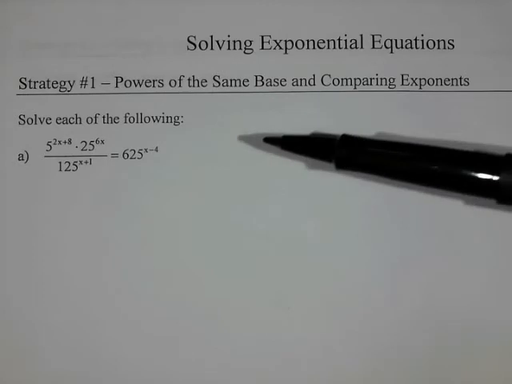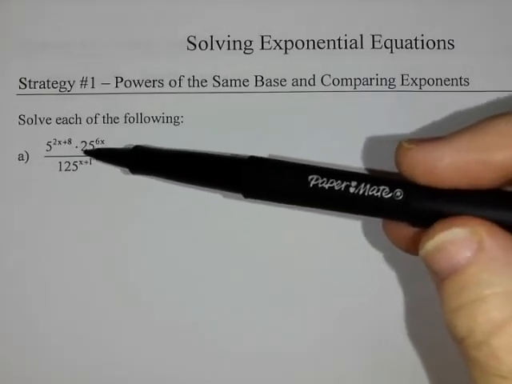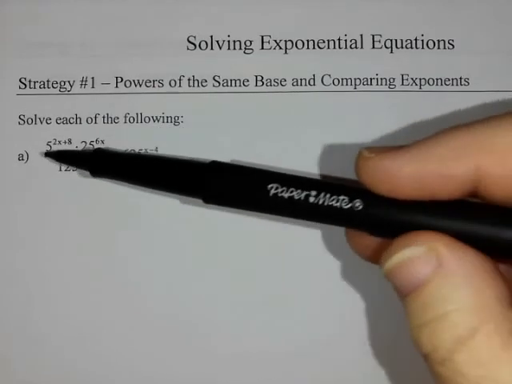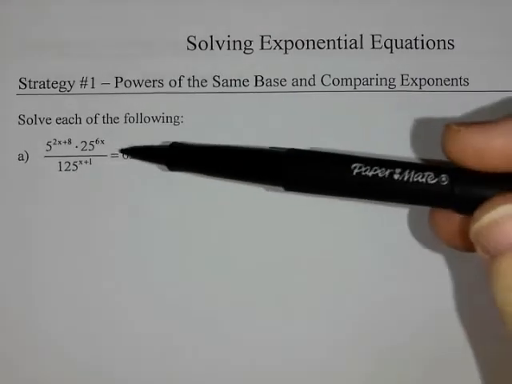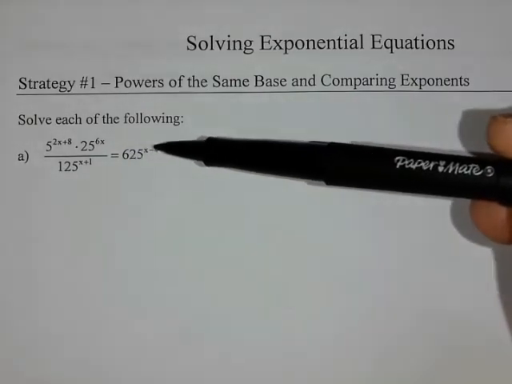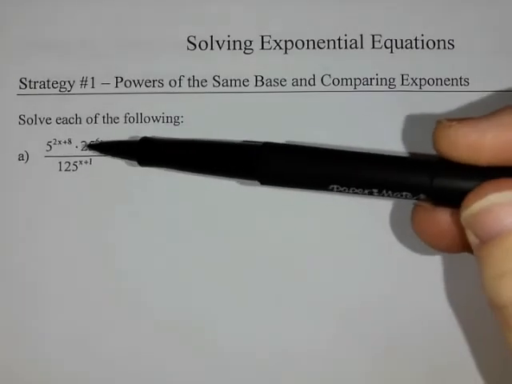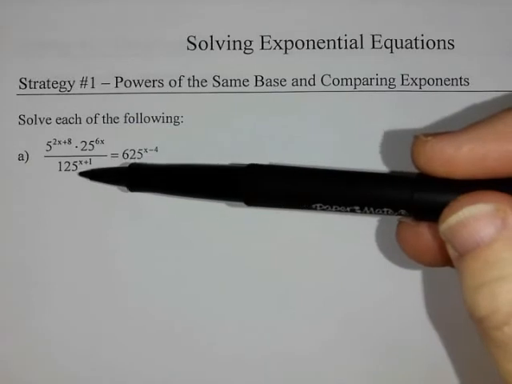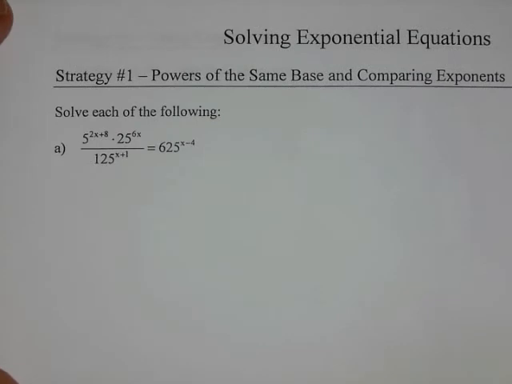For the first question, I have 5 to the power of 2x plus 8 times 25 to the power of 6x, divided by 125 to the power of x plus 1, and that needs to equal 625 to the power of x minus 4. When I look at this question, something that jumps out to me is the bases. I have a base of 5, 25, 125, and 625. And I recognize that all of those numbers are powers of 5.